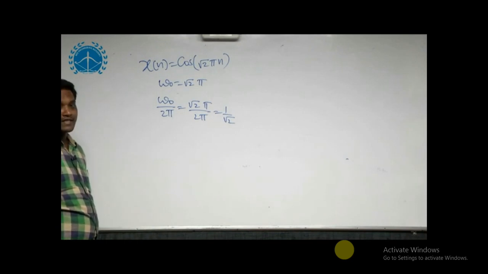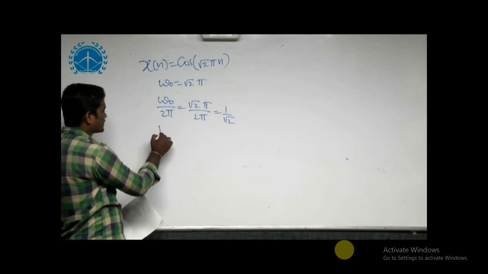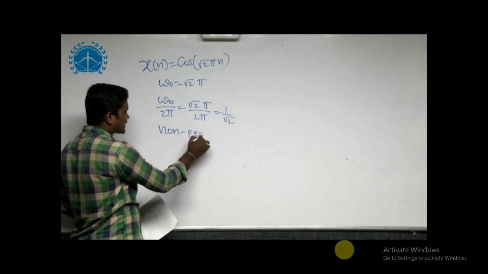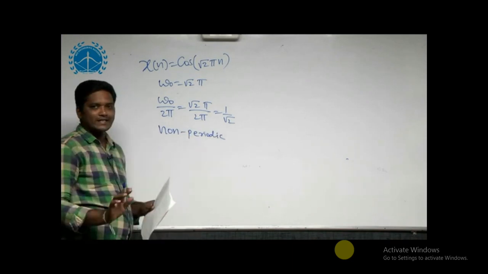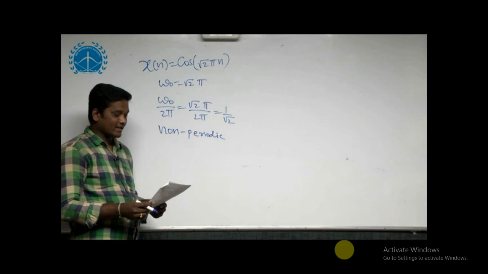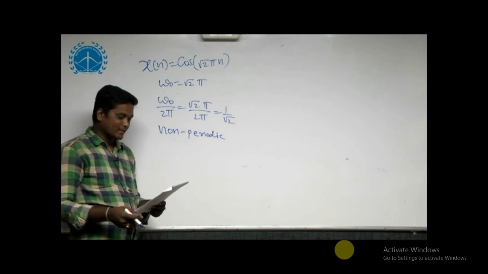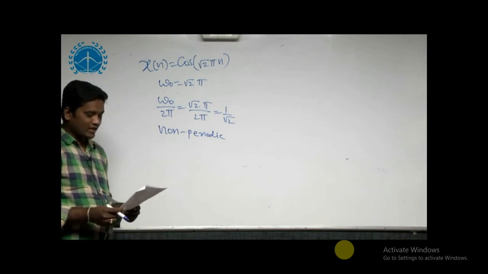So the given signal is a non-periodic signal. For non-periodic signals, the Fourier series does not exist. So what is the right answer in the given options? Option C, it cannot be expanded by using Fourier series. So the right answer is D.